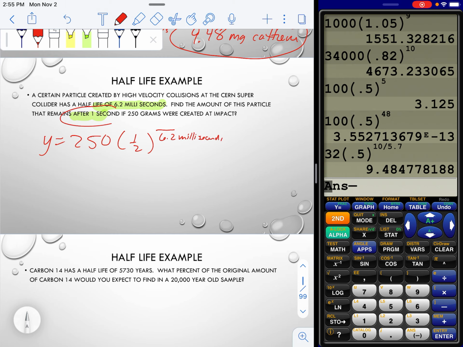We're asking for 1 second. So how many milliseconds are in 1 second? There's 1,000 milliseconds in that 1 second. So that's what we type in.